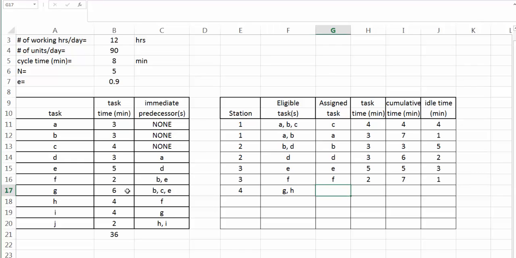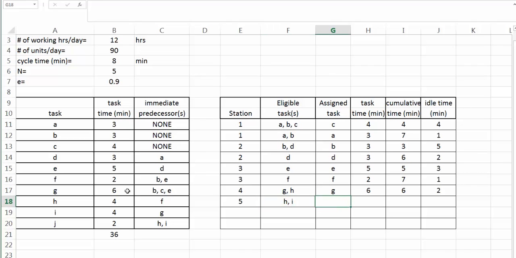Between G and H, G takes longer, 6 minutes. Once again, we apply the longest task time rule over here. Assign task G to workstation 4. G takes 6 minutes, cumulative time 6 minutes, idle time 8 minus 6, 2 minutes. Only 2 minutes left at workstation 4. Not much we can do at this moment. Now let's switch to workstation 5. A, B, C, D, E, F, G are assigned. As a result, H is eligible.